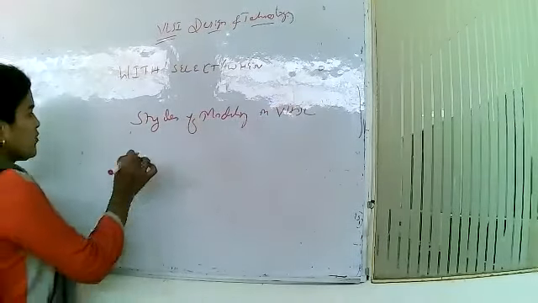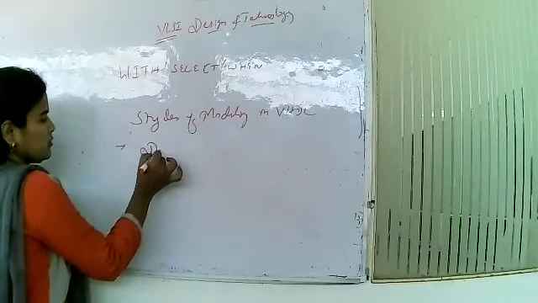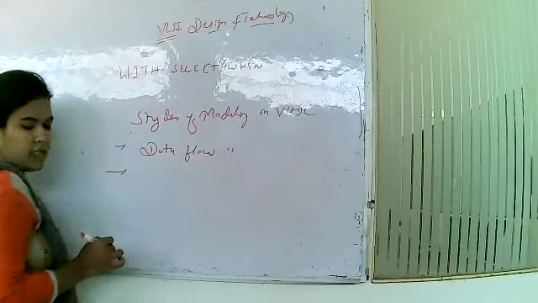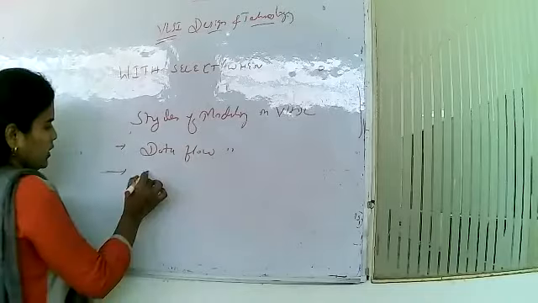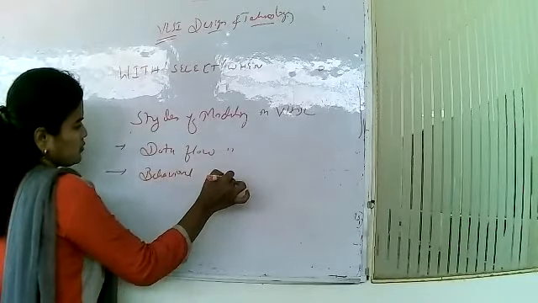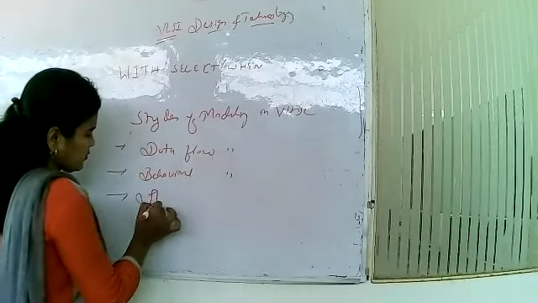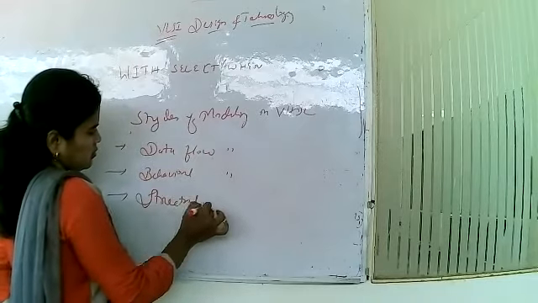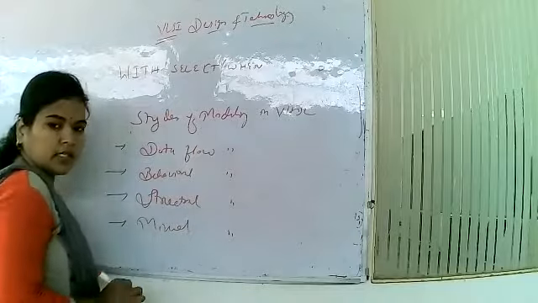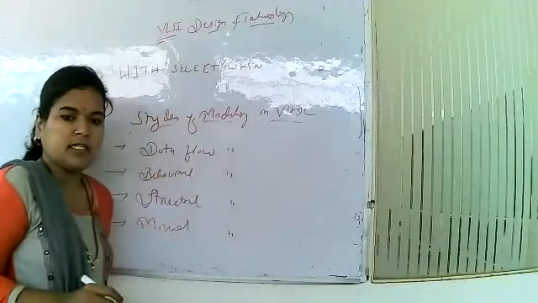VHDL. There are 4 different styles of modeling in VHDL. First one is data flow modeling. Next one is behavioral modeling. Third one is structural modeling. Fourth one is mixed modeling. These are the 4 styles of modeling in VHDL.